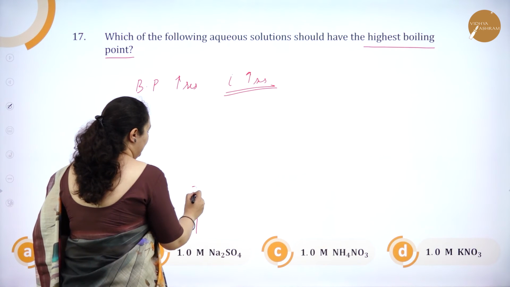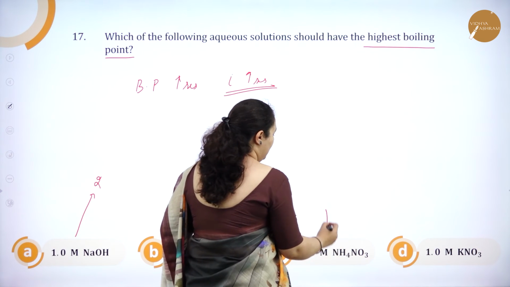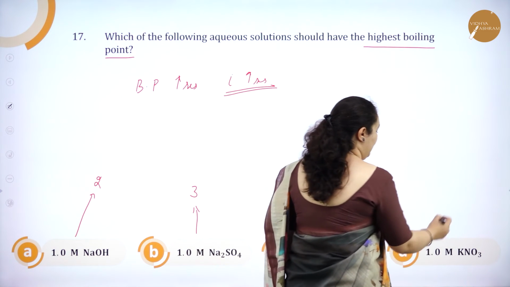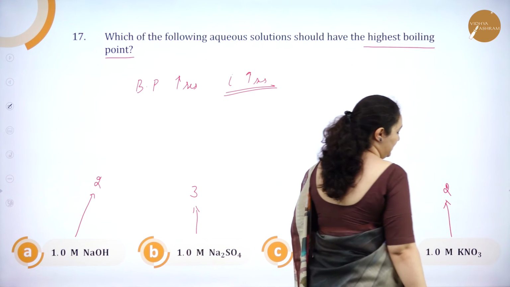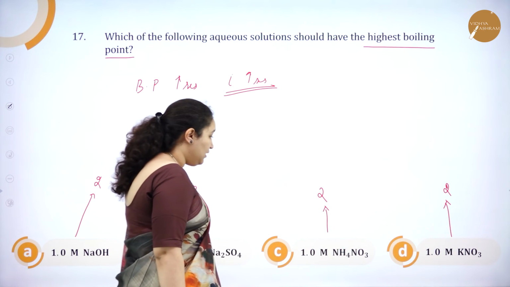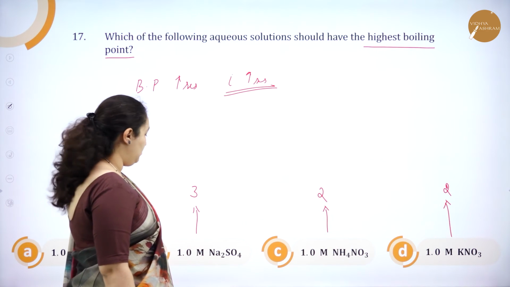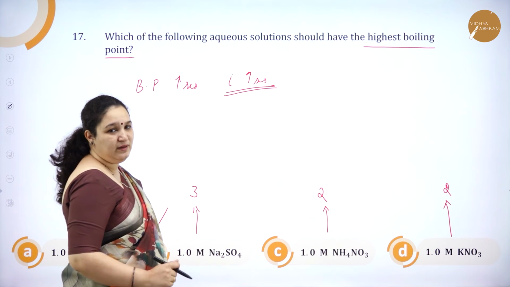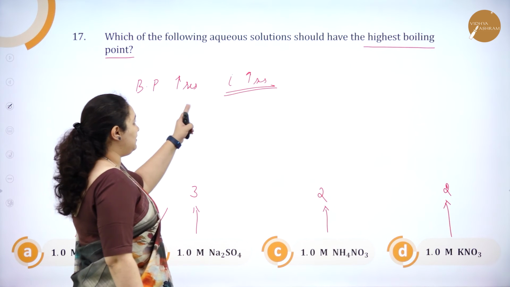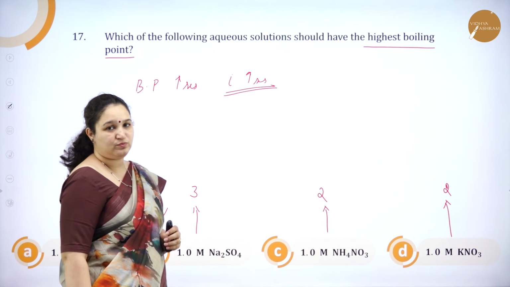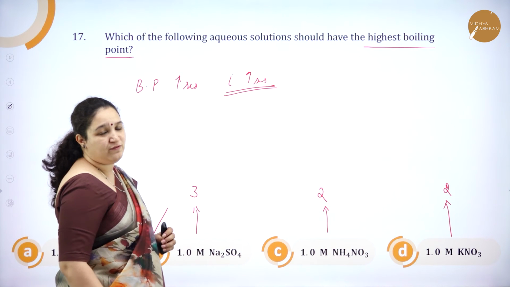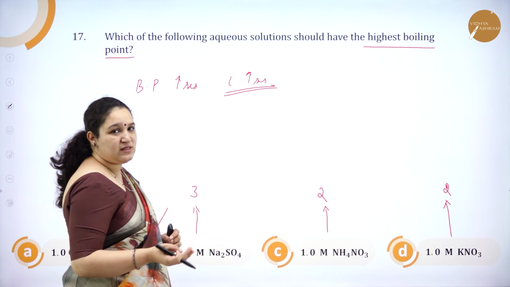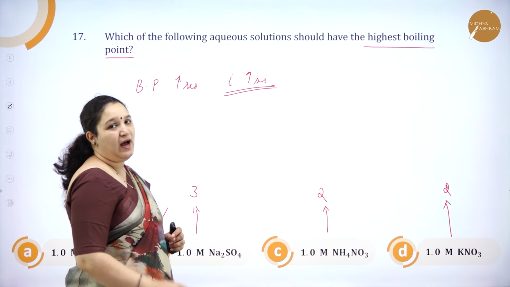Na2SO4, so the i value will be 3. Here the i value will be 2 again, NH4+ and NO3-. Whereas here it will again be 2, K+ and NO3-. Correct? So which has the higher i value? That is Na2SO4. So obviously this should have a higher boiling point. So boiling point increases with the increase in i value, or Van 't Hoff factor. Colligative properties are directly proportional to the Van 't Hoff factor i.